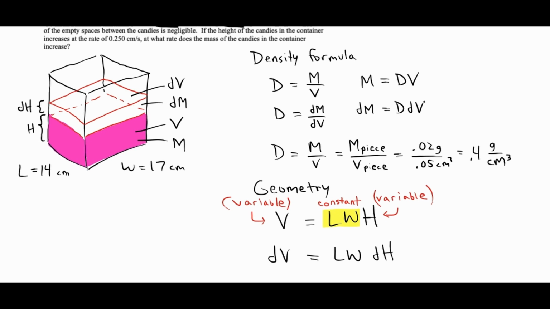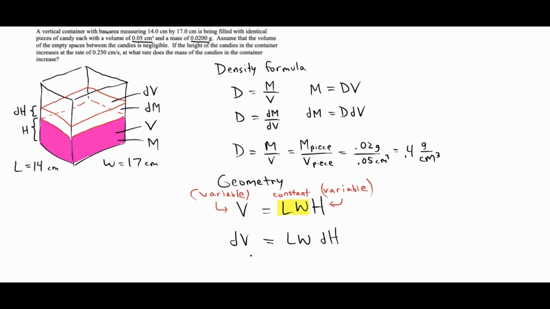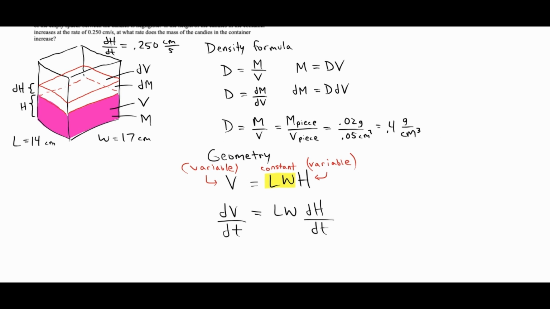So now we have this, and what we'd like to do next is divide both sides by a differential of our choice. In this case, the right choice to make would be dt. Alright, now let's see what they give us in the problem. They say that the height of the container is increasing at this rate. So that's a dH over dt that they're telling us: 0.25 centimeters per second. So we can plug that in now and solve for dV dt. All you have to do is plug this into here.